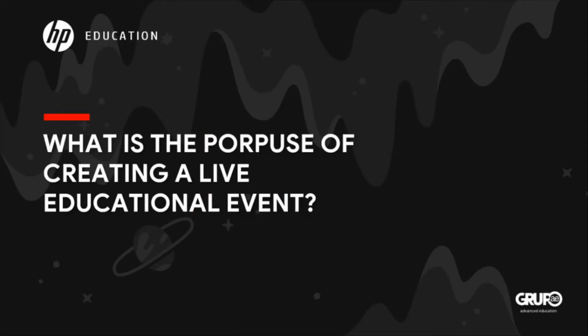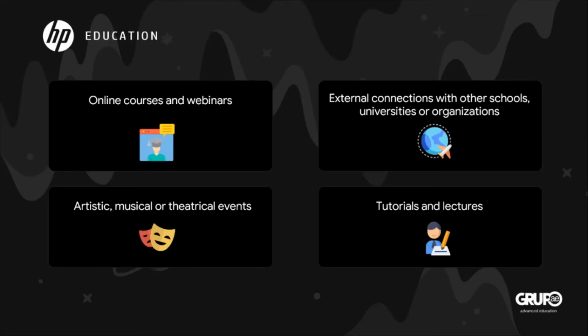Let's see, what's the purpose of creating a live educational event? It can be used to give online courses or webinars because we can launch the event and have people join in and engage with that content in real time. In addition, they can ask questions and we can respond using the platform's chat. We can also make external connections with other schools, universities, organizations, even for artistic, musical, or theatrical events. This is very important if we want to do a musical exposition. For example, we can do it through streaming. We can also do tutorials and lectures at the beginning of the course.